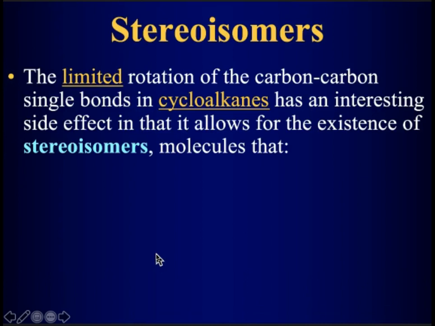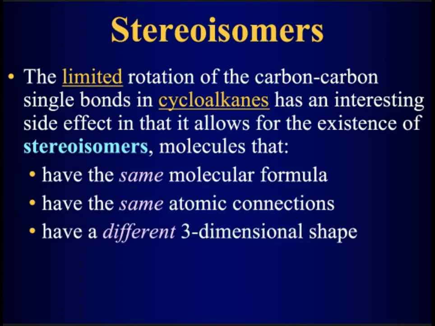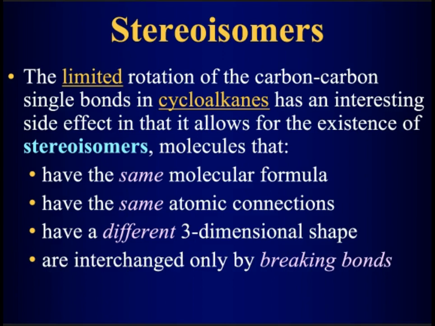This limited rotation of a carbon-carbon single bond in cycloalkanes has an interesting side effect that allows the existence of stereoisomers. In other words, because all the carbons are bonded in a ring, they can no longer rotate freely like they would in conformers. So they have the same formula, the same atomic connections, but a different three-dimensional shape. And they can only be interchanged by breaking bonds.